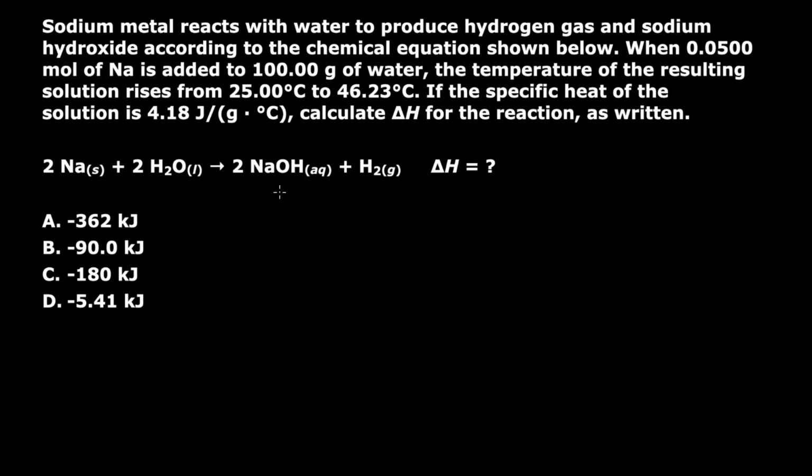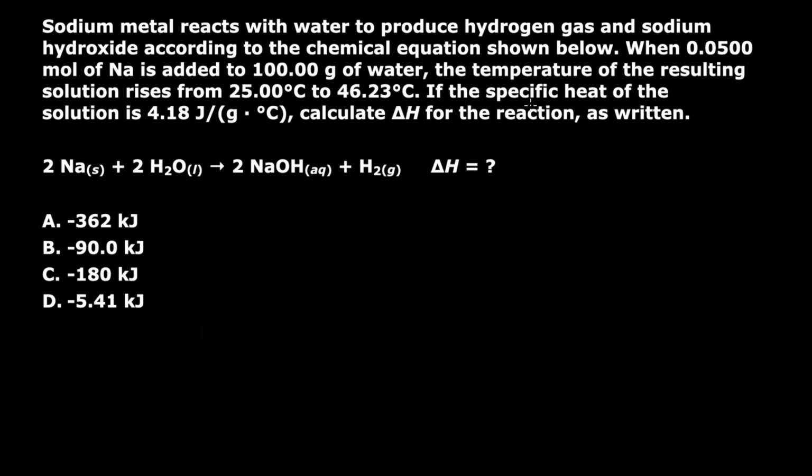Now, in this question, we have sodium metal, and it's going to react with water to produce hydrogen gas and sodium hydroxide. And we have 0.05 moles of the sodium, and we're going to have 100 grams of the water. Now, the sodium and the water are going to make up a solution, and that solution is going to rise from 25 degrees Celsius to 46.23 degrees Celsius.